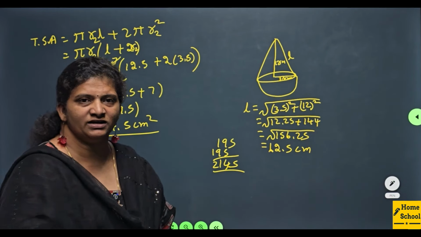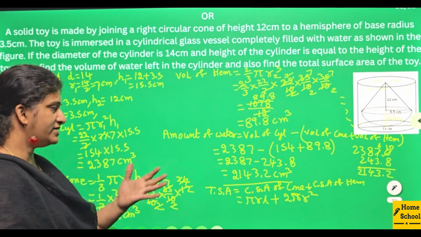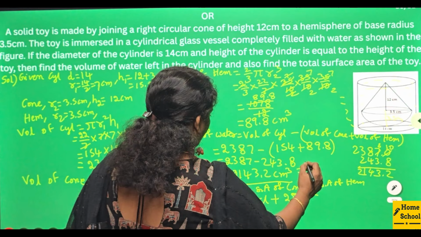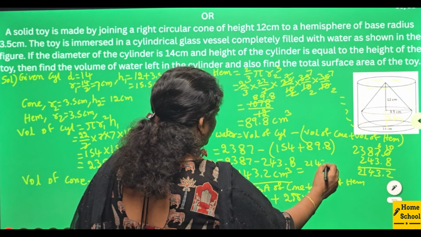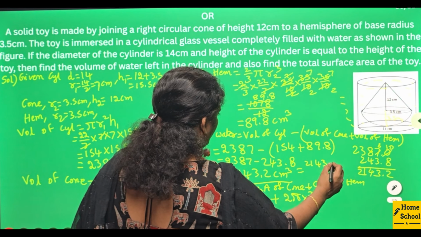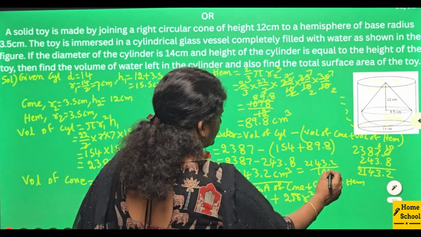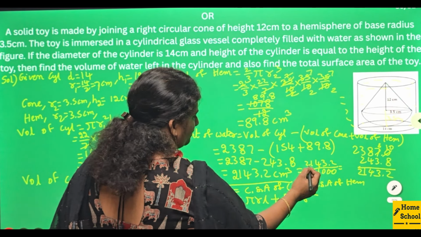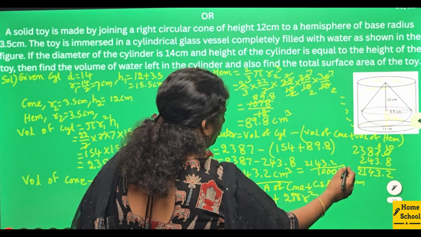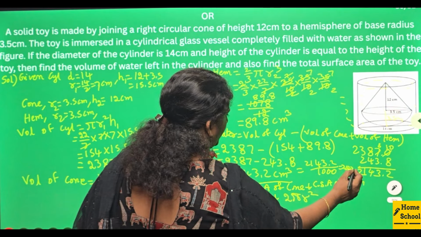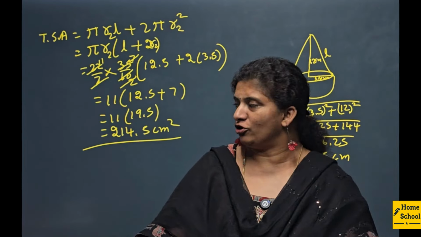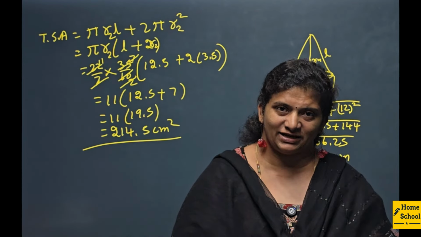Therefore, finally, what is the surface area of the toy? 214.5 centimeter square. You can convert the volume into liters also. How can you convert this, children? Divide it by 1000. 2143.2 by 1000. That will be 3 digits after shifting the decimal point, 2.1432 liters. Therefore, the total surface area of the toy is 214.5 centimeters square.